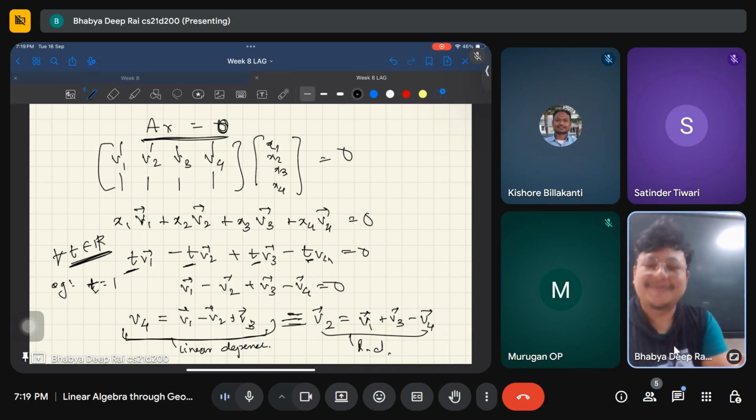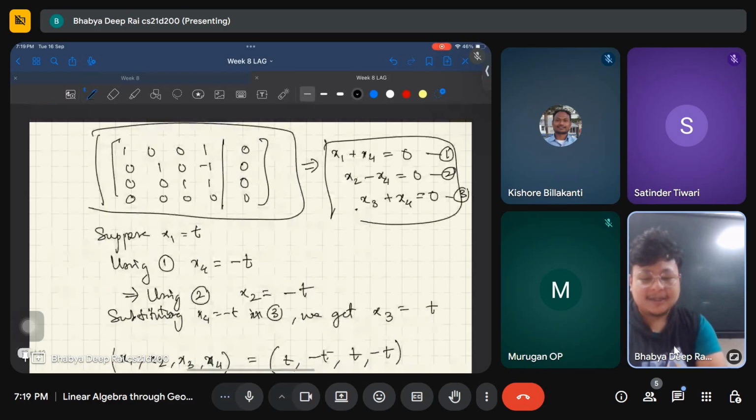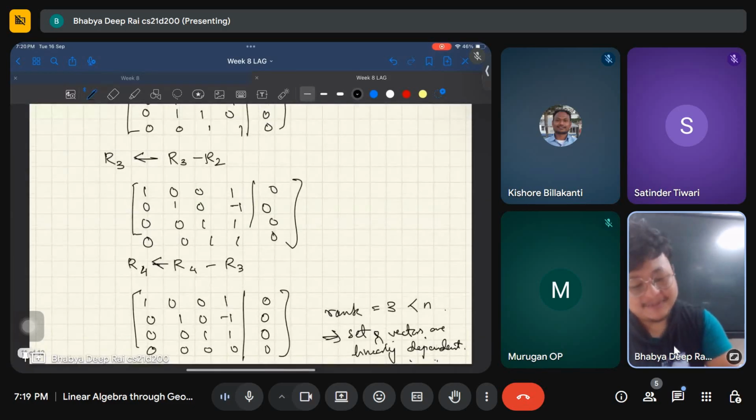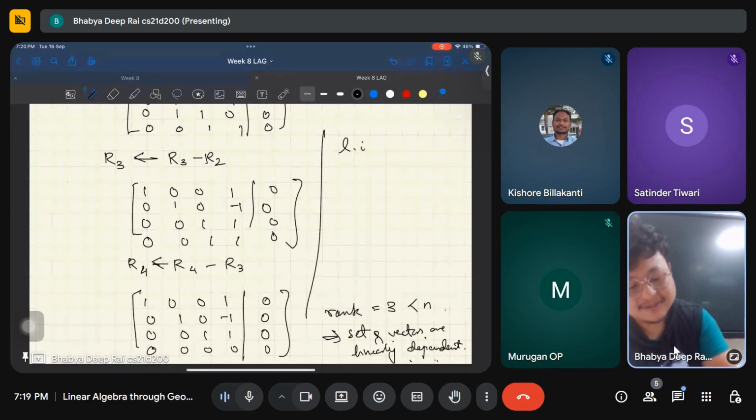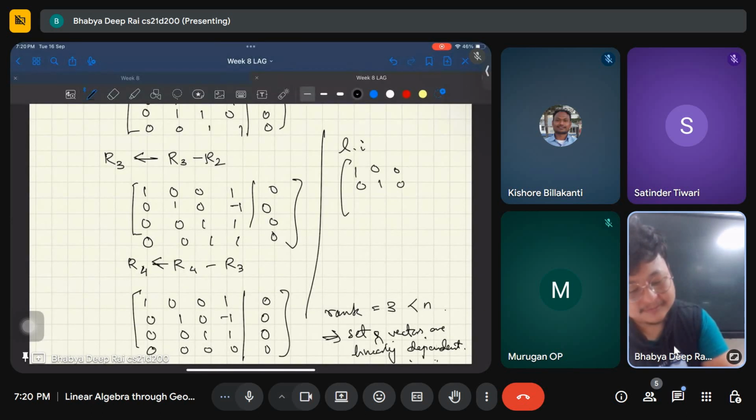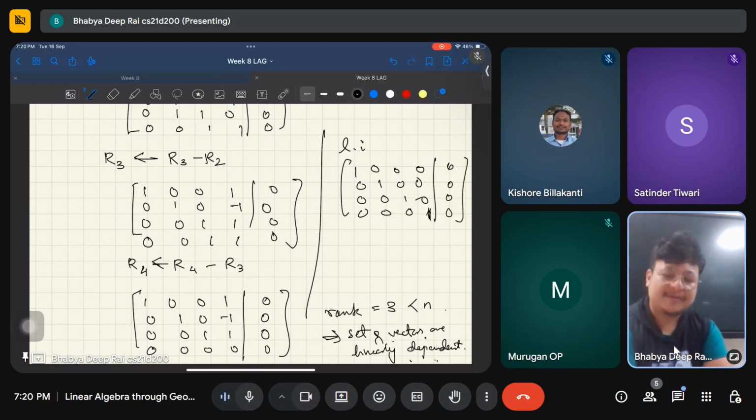When will it not represent linear dependence? When is it linearly independent? As I told you, if it was linearly independent, then it would have something like 1, 0, 0, 0, 0, 1, 0, 0, 0, 0, 1, 0, and 0, 0, 0, 1. By Gauss-Jordan, we know that if it was linearly independent, then this would happen.